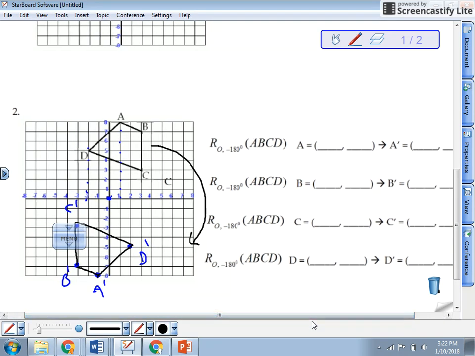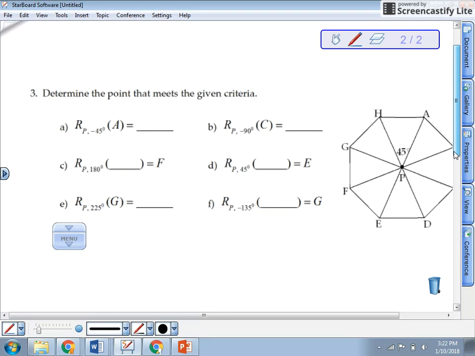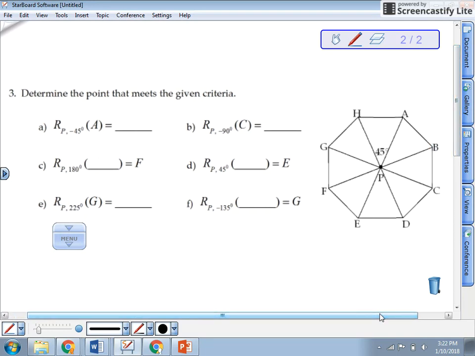Okay, last example. All right, determine the point that meets the given criteria. Again, the key is to notice where's the center of rotation and which way are we rotating. Again, positive rotation is counterclockwise. Negative is clockwise. I know it's kind of backwards, but you just got to commit that to memory. So we're going to rotate. Our point center is P for all these in the middle.